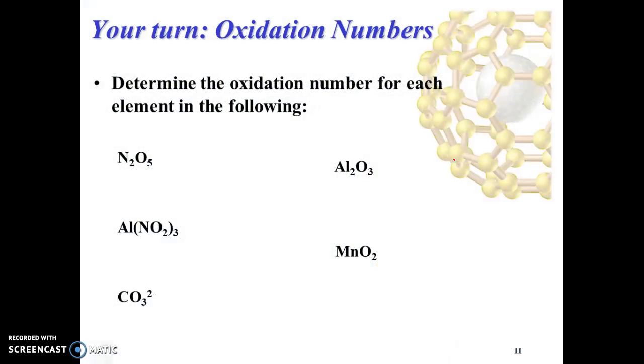So on our next page here, we have a bunch of examples. So take a minute. Now I'm going to go over these 2 first. So take a minute and do these 2 in this column, the Al2O3 and the MnO2, and then we'll go over the answers for those, and then I'll actually have you do the first column. It's actually a little bit trickier.